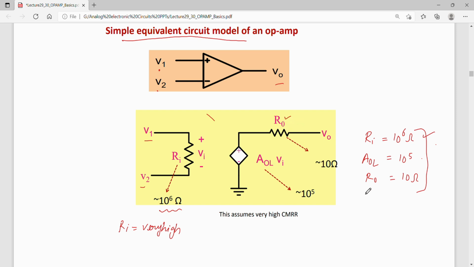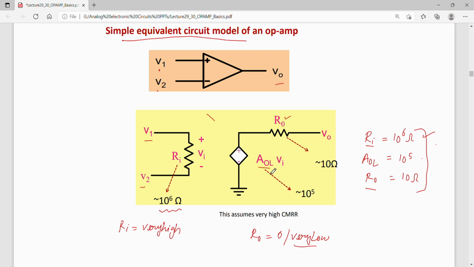Output impedance we had assumed for an ideal op-amp was 0. But here let us say it is very low, because this op-amp is not ideal, it is near to ideal. So that very low number, let us say the output impedance is 10 ohms, and the input impedance is 1 mega ohm.